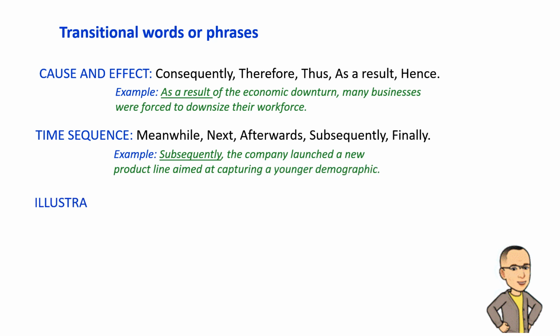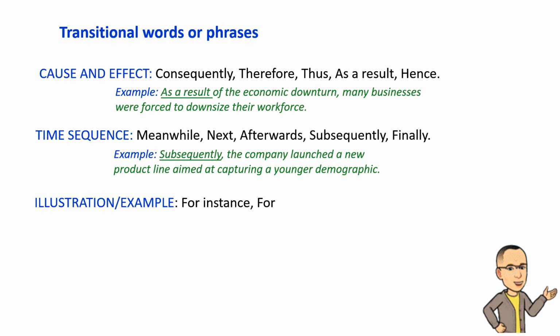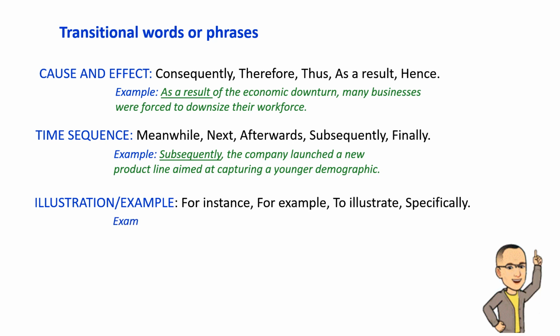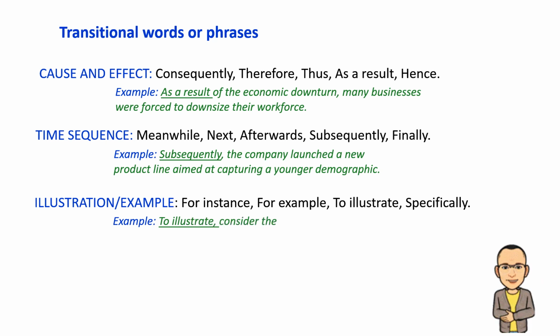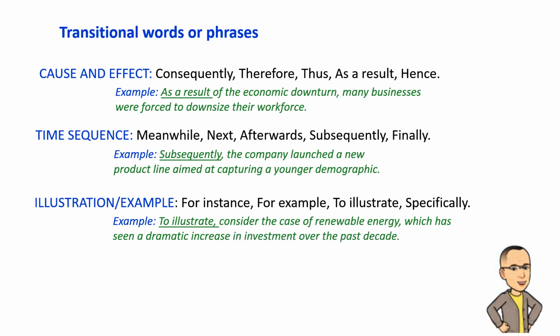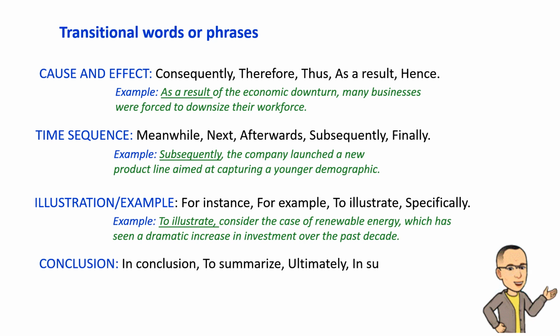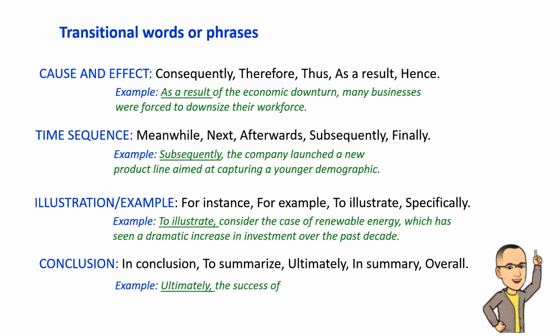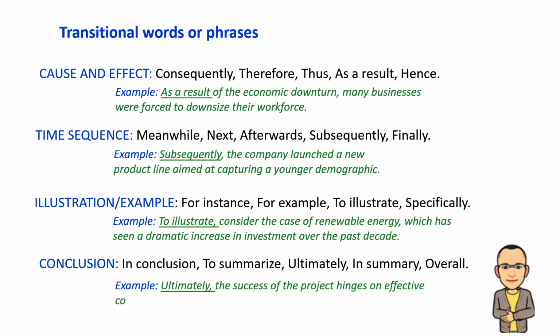Transitional words or phrases for illustration: for instance, for example, to illustrate, specifically. Example: To illustrate, consider the case of renewable energy, which has seen a dramatic increase in investment over the past decade. Transitional words or phrases for conclusion: in conclusion, to summarize, ultimately, in summary, overall. Example: Ultimately, the success of the project hinges on effective communication and collaboration among team members.